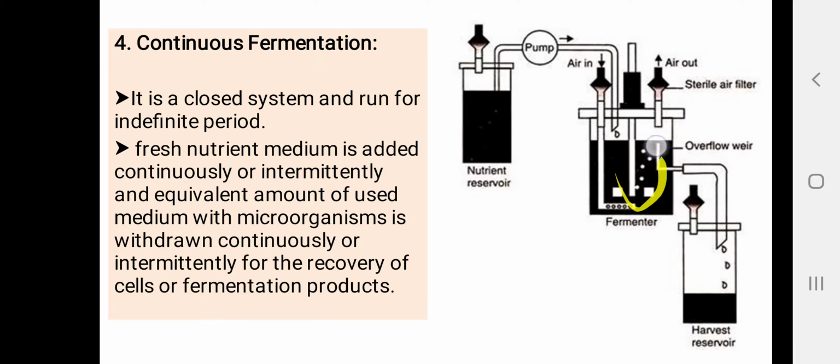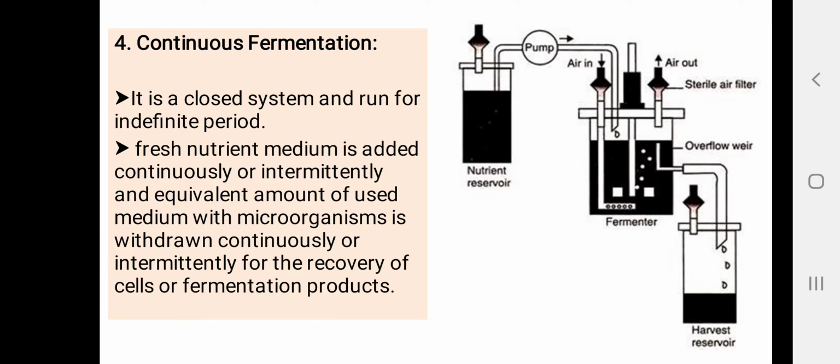So in the picture you can see this is the fermenter. This is the reservoir which is containing the nutrient media, and this nutrient media is let inside the fermenter either periodically, that is intermittently, or continuously. And however much medium is added, after a period of incubation, an equivalent amount of the medium will then be harvested. So at one end you have a nutrient reservoir, at the other end you have the harvester.